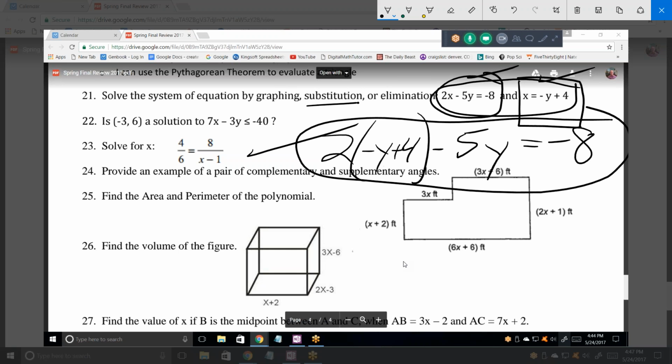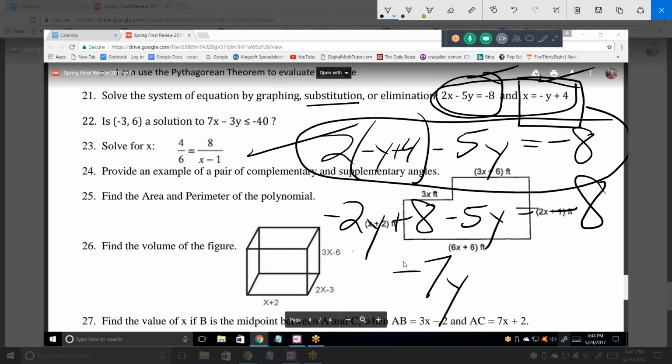Next is minus 2y plus 8 minus 5y equals minus 2. Okay, this is a linear equation, so you always just want to get all your variables on one side, everything else on the other. So what's the next line? Next line is minus 7y equals minus 16.